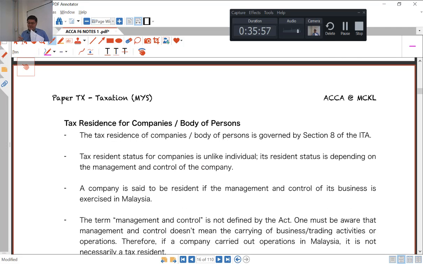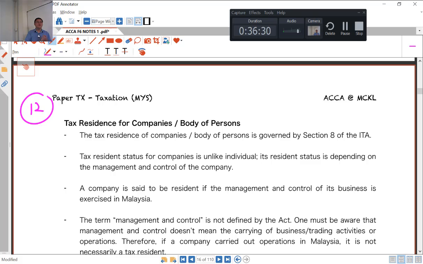Okay, let's go back to page 12. Now, we have just looked at resident status for individual. So, quick test. The word individual is referring to what? What is the term we use in tax again? Individual is a type of what? Person, yes. Individual is a type of person.